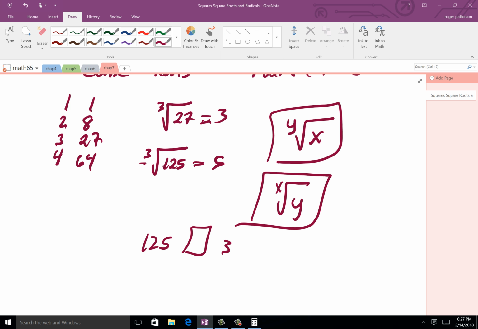Okay. If we wanted to do a fourth root, let's try a fourth root. So then I would go same button. All right, put a 4 there.